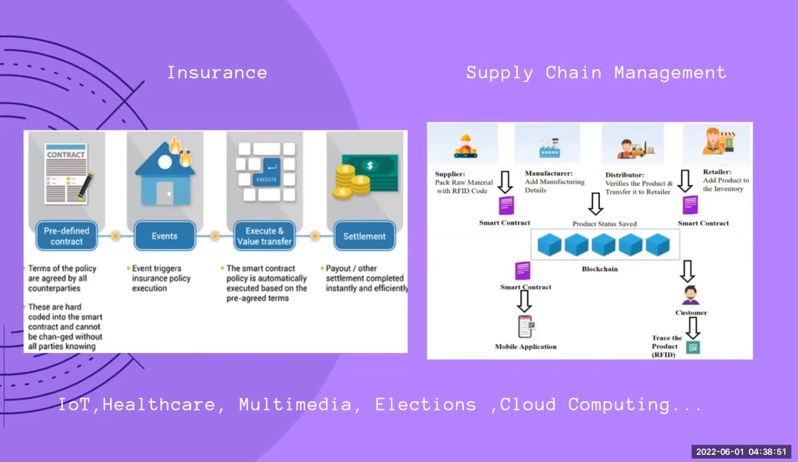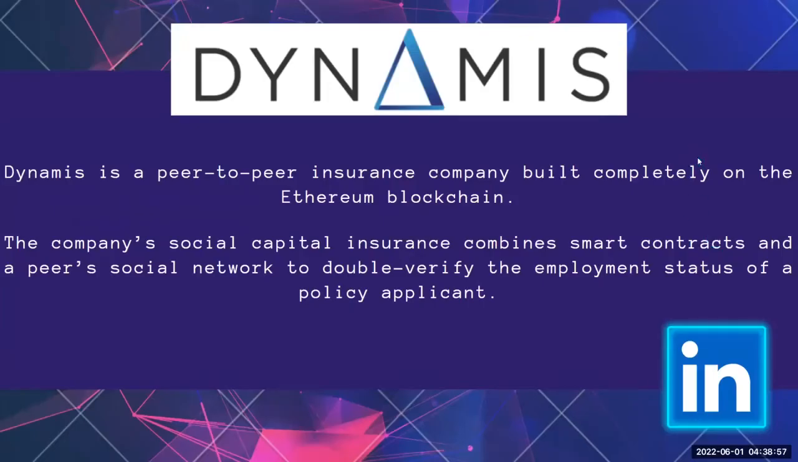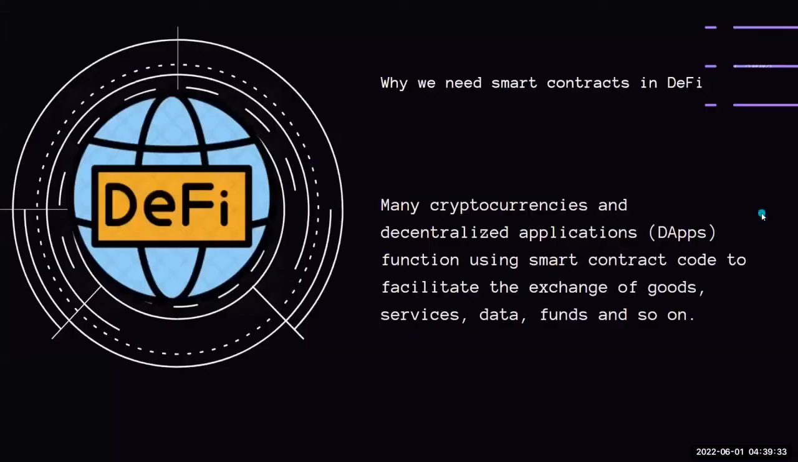For insurance, I have a real-life example, which is the company Dynamis. Dynamis is a peer-to-peer insurance company built completely on the Ethereum blockchain. They focus on unemployment insurance. The policy applicants need only provide their LinkedIn profile to verify current employment status. And for those who are unemployed, the company's blockchain will verify through profile connections and issue insurance payments to these unemployed people.